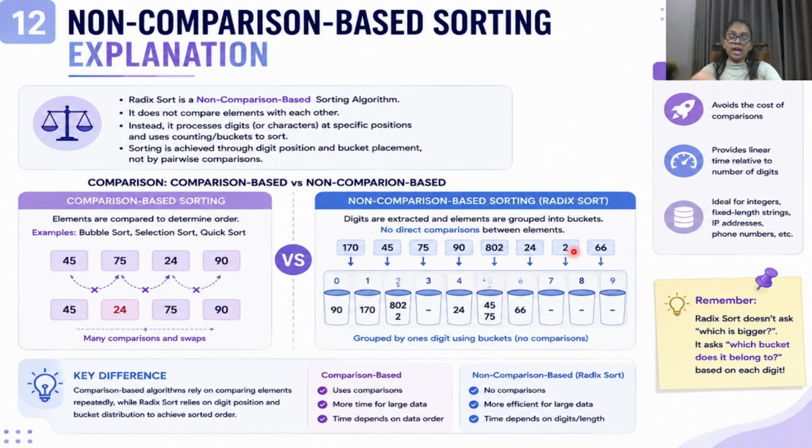Radix Sort takes a different approach. When we process the ones digit, it doesn't need to ask, is 45 smaller than 75? Instead, it looks at their current digits. 45 has a ones digit of 5. 75 also has a ones digit of 5. So both are placed into bucket 5. The algorithm is using digit positions and bucket distribution instead of directly comparing the complete values. That's why we classify Radix Sort as a non-comparison based sorting algorithm. This difference is one of the main things that makes Radix Sort unique.